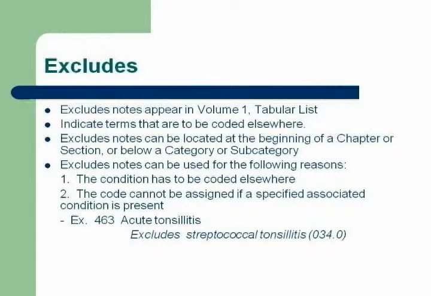Excludes notes appear in Volume 1, the tabular list, and signify that the condition listed is to be coded elsewhere. Excludes notes can be used when a condition cannot be assigned if a specified associated condition is present. Like inclusion notes, exclusion notes can be found at the beginning of a chapter, section, category, subcategory, or subclassification.